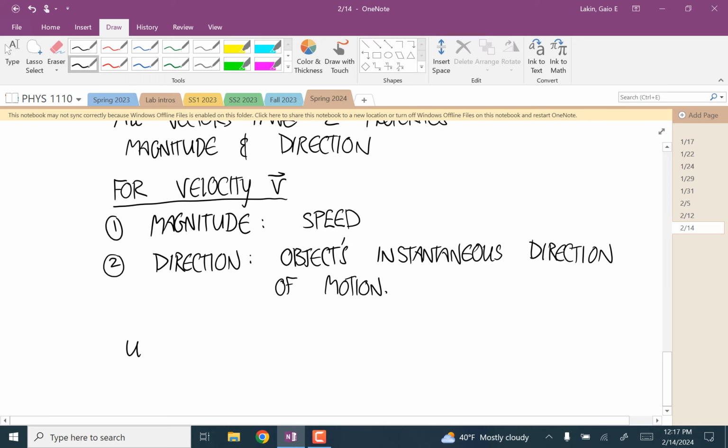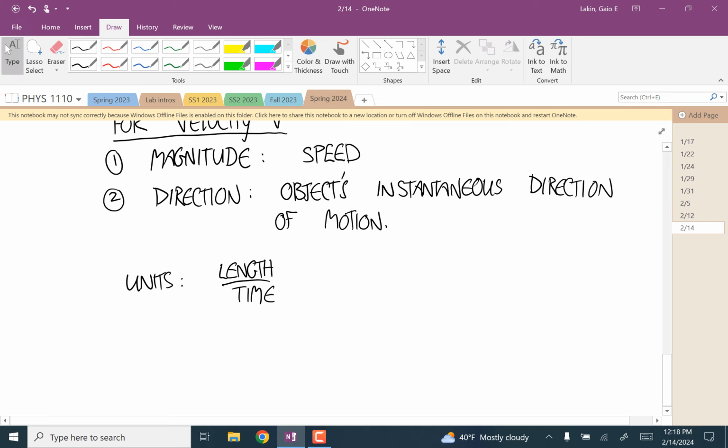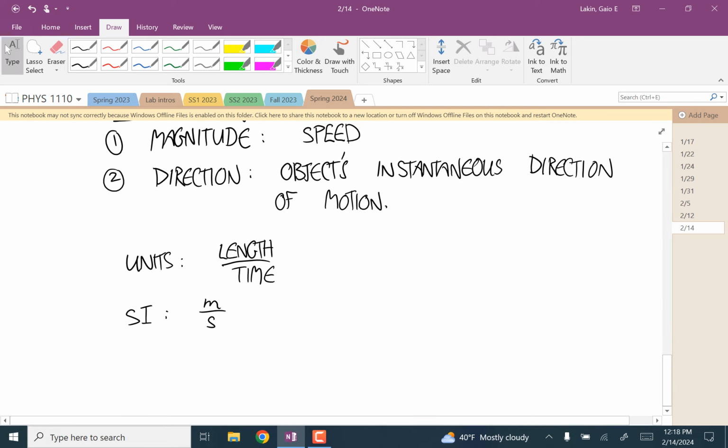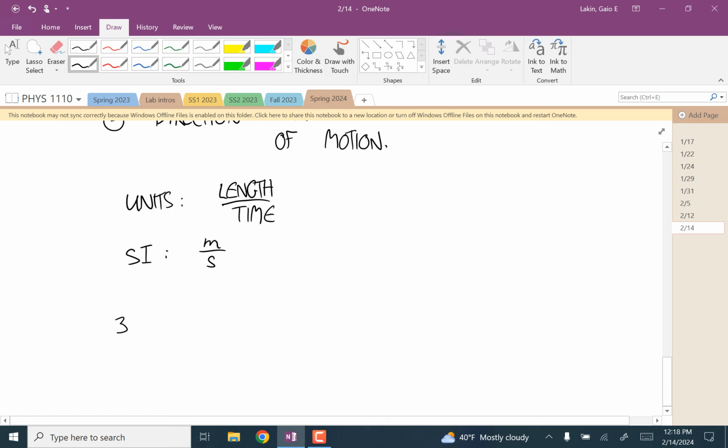The units for velocity, just like they were in 1D, are units of length divided by time. And that means that the SI units for velocity are meters per second. And there are three really important facts that you're going to want to keep in mind as you do problems involving velocity.